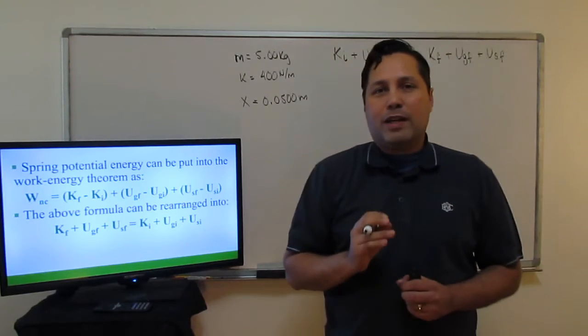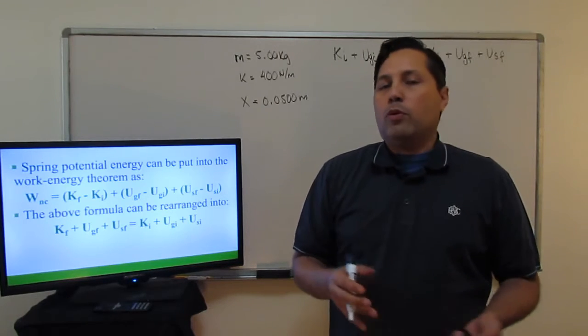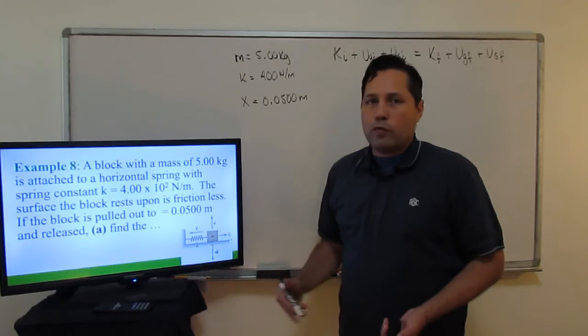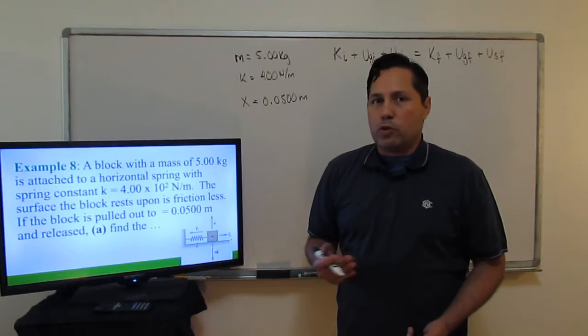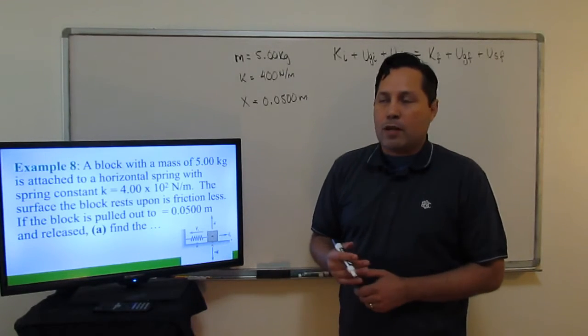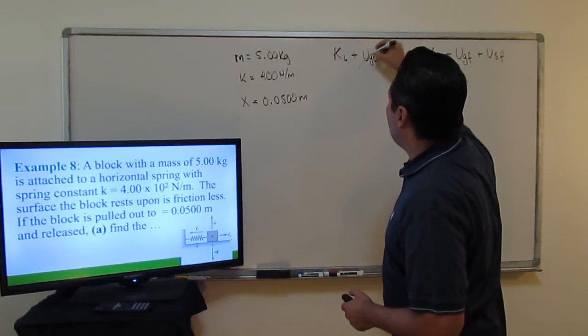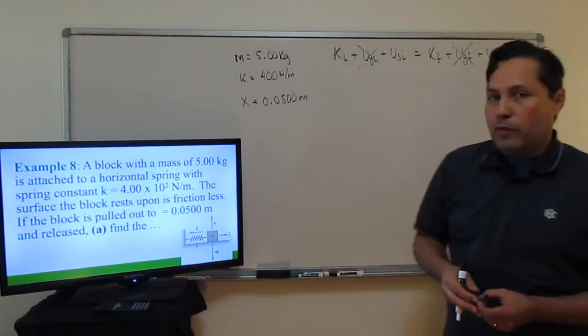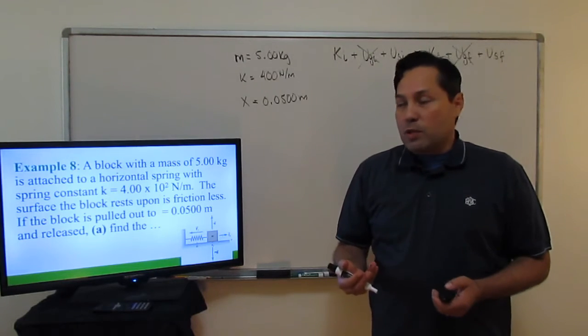Some of them we can get rid of. For example, gravitational. Notice that the block is sitting on a surface, so it's not moving up or down, so there's no potential energy due to gravity taking place. So we're going to get rid of those two. So let's simplify the formula a little bit. All right, what else can we simplify?